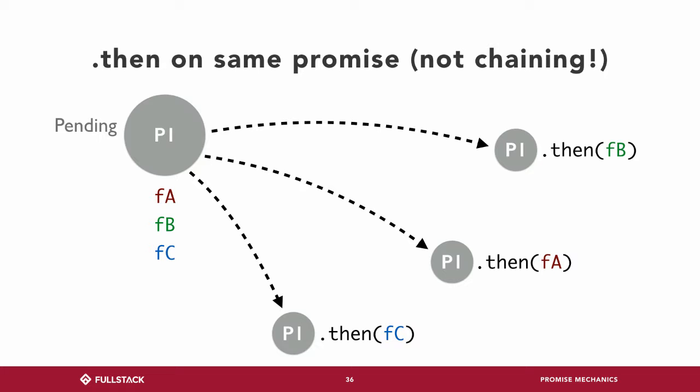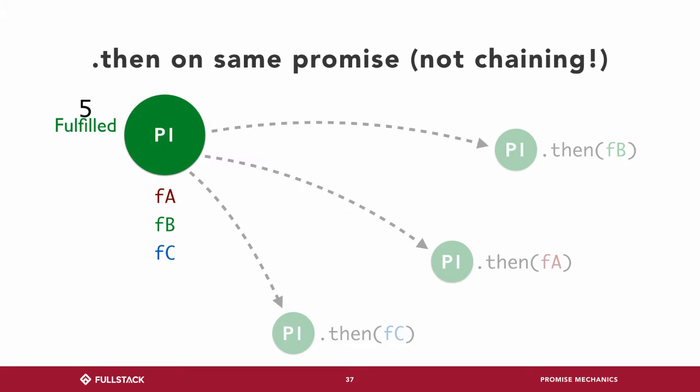So promise 1 is going to have a success handler FA, a success handler FB, and a success handler FC. Let's just say right now it's in the pending state. When the promise ends up getting fulfilled with a value, FA will get called with 5, FB will get called, and FC will get called. That's not chaining. That's a result of the fact that promises are portable, and you could take the same promise and call then on it 500 times, and when it's resolved, those 500 then blocks will end up getting called.